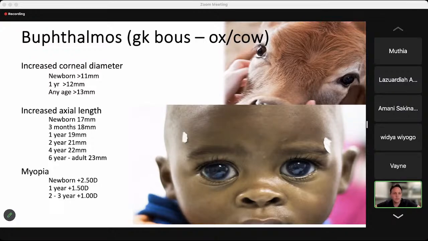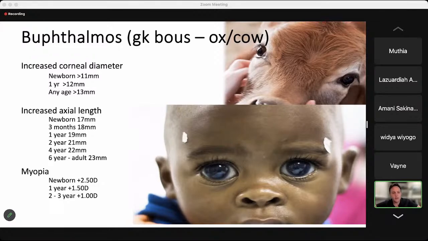Certainly a newborn child with a corneal diameter of more than about 11 millimeters is likely to be abnormal. At a year, about 12 millimeters, and any eye that's greater than 13 millimeters has an abnormally large cornea. And similarly with axial length, we know that newborns have relatively short eyes, and that increases over time. Anything outside of the normal range in axial length, or outside of the normal range in change in axial length, should raise suspicion of glaucoma being the underlying cause.